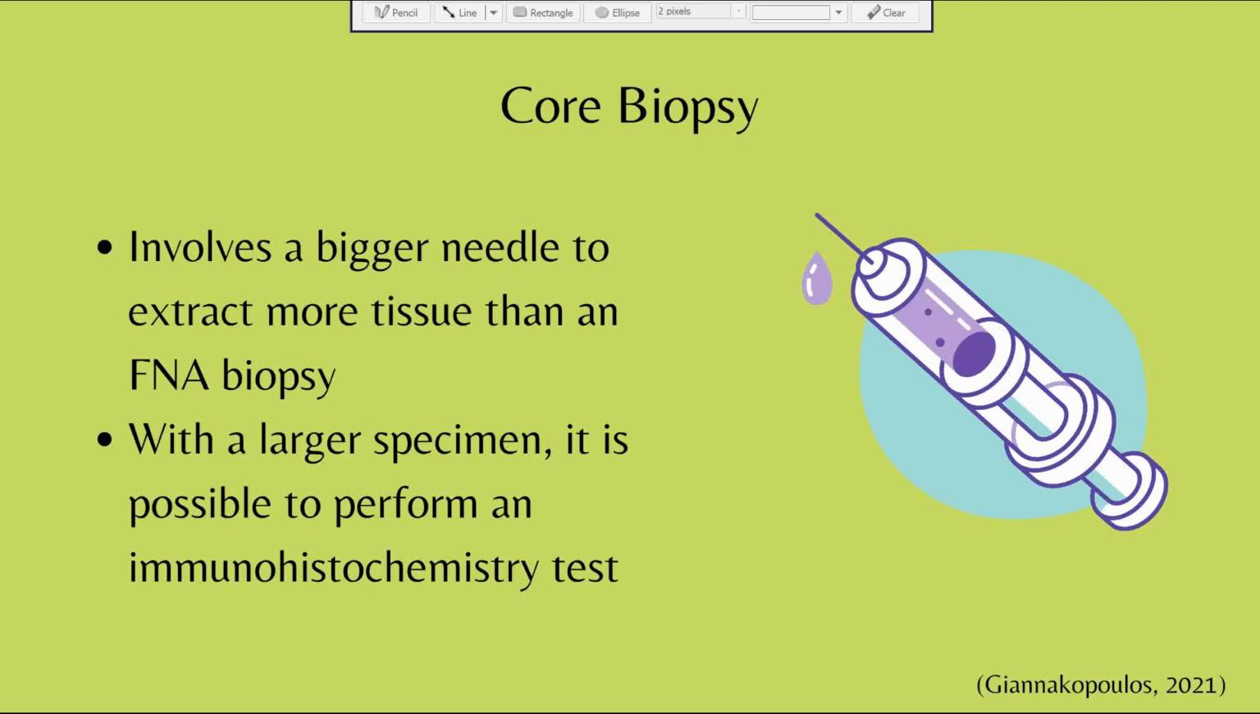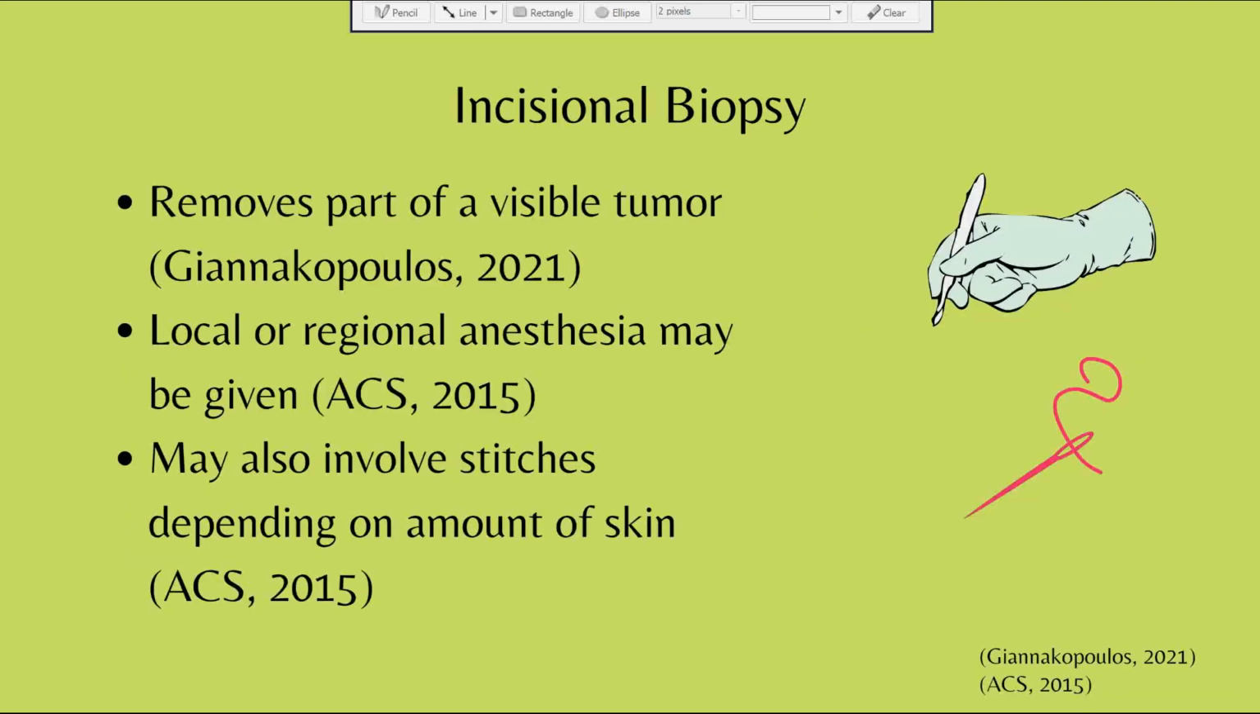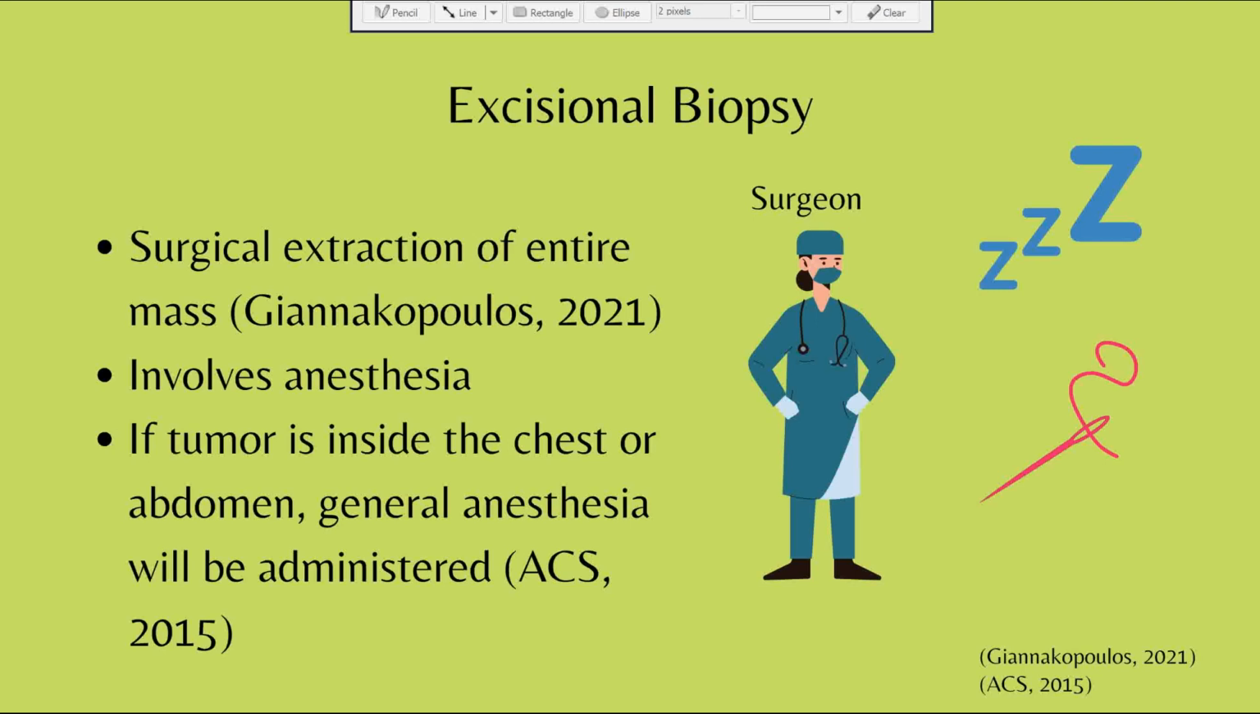In an incisional biopsy, it involves removing part of a visible tumor. It will probably include local or regional anesthesia and may also involve stitches, depending on the amount of skin that is cut open. In an excisional biopsy, there is a surgical extraction of the entire mass, and if the tumor is inside the chest or abdomen, general anesthesia will be administered.